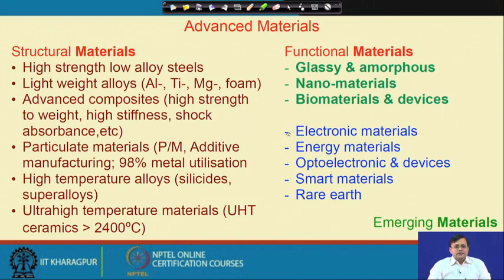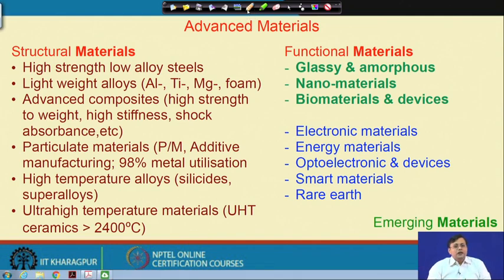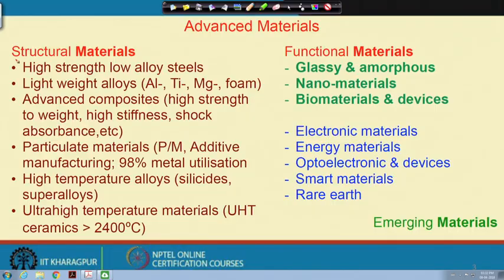Now, let us see the wide variety of advanced materials which keep on being developed day by day, and if we can simplify all these different materials. So, on the left hand side I have listed the structural materials like advanced low alloy steels or high strength steels, and lightweight alloys. We know the density of aluminum, titanium, magnesium is very low, below 6.